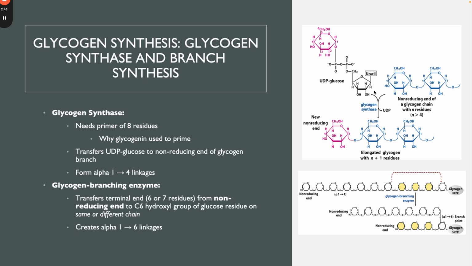Now glycogen synthase can come in and say, okay, we can start adding glucose monomers quickly. And remember how I mentioned that it has 2 functions, right? So the first function is it transfers the UDP glucose to non-reducing ends of the glycogen branch.